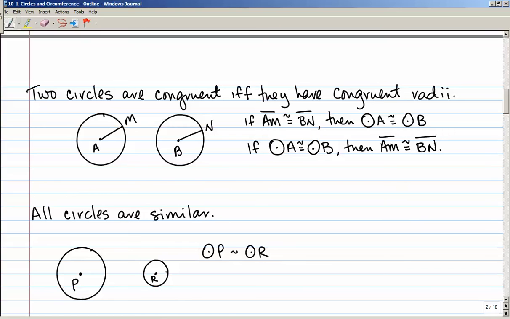All circles are similar. So remember we talked back in chapter 7 about similar triangles. All circles are similar because they are not necessarily the same size, but they are the same shape. All circles are circular, so they all have the same shape. So we would say circle P is similar to circle R.